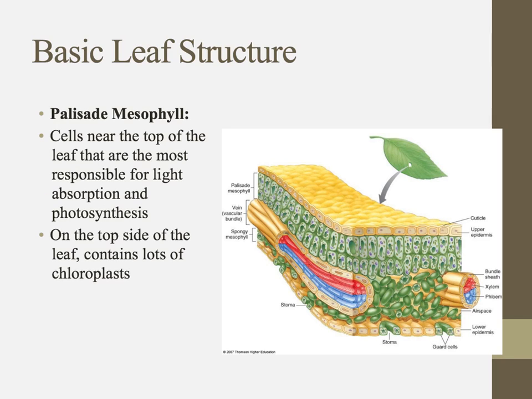And now on to the palisade mesophyll, which sounds like a really fancy neighborhood, but it's not, okay? So here's the palisade mesophyll. It's the cells near the top of the leaf, so that's super important, that are responsible for light absorption and photosynthesis. And that's why they're on the top and not the bottom, so that when light comes in, okay, they're other than the epidermis, the first cells that things run through. So this is going to contain a whole lot of chloroplast because that's what's going to be needed for this photosynthesis that these guys are really taking care of.